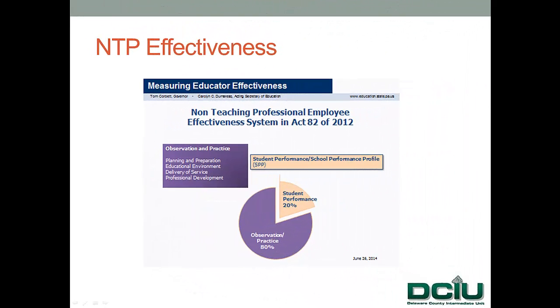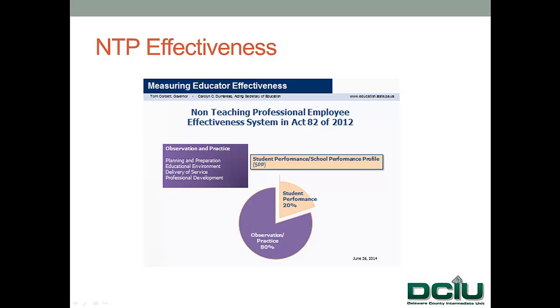Moving on now to non-teaching professional effectiveness. Non-teaching professionals used to be referred to as the general term specialists, but it's been somewhat broadened with the term non-teaching professionals, which we'll get into in just a moment. But what you see in front of you is the rating system, the pie chart, for non-teaching professionals. It's an 80-20 split, 80% rooted in observation and evidence, 20% based on student performance, and that student performance is, once again, as we know, the school performance profile.